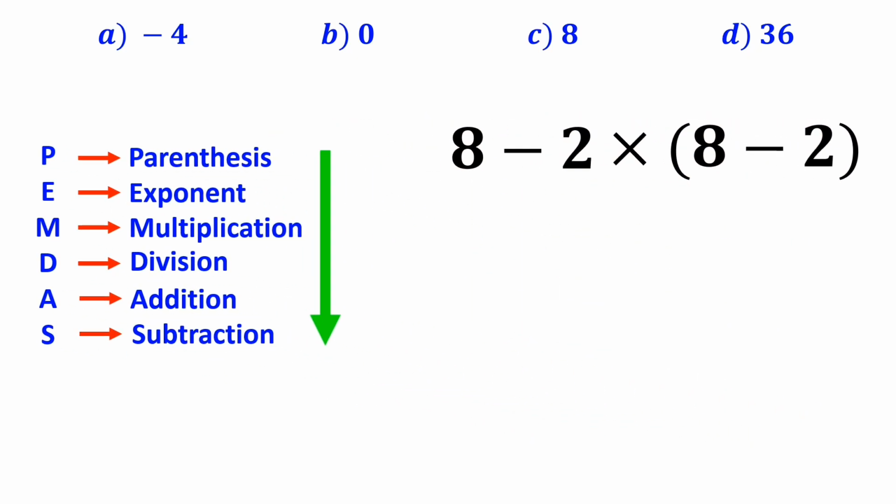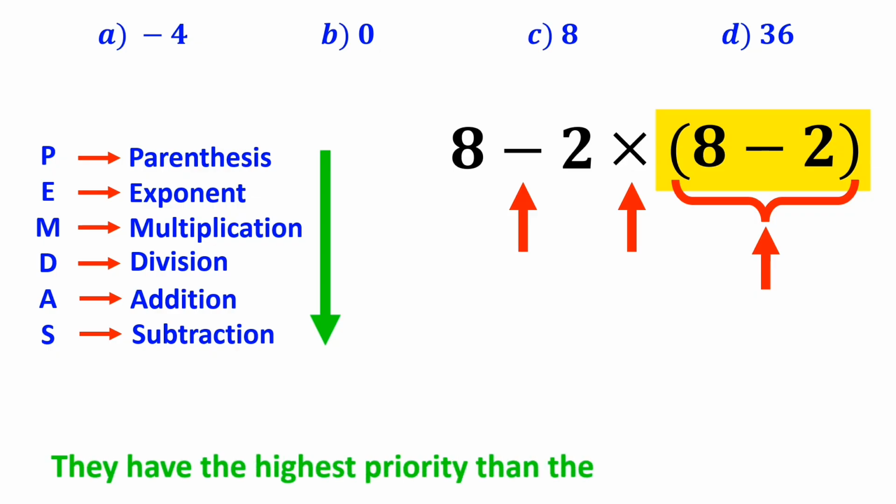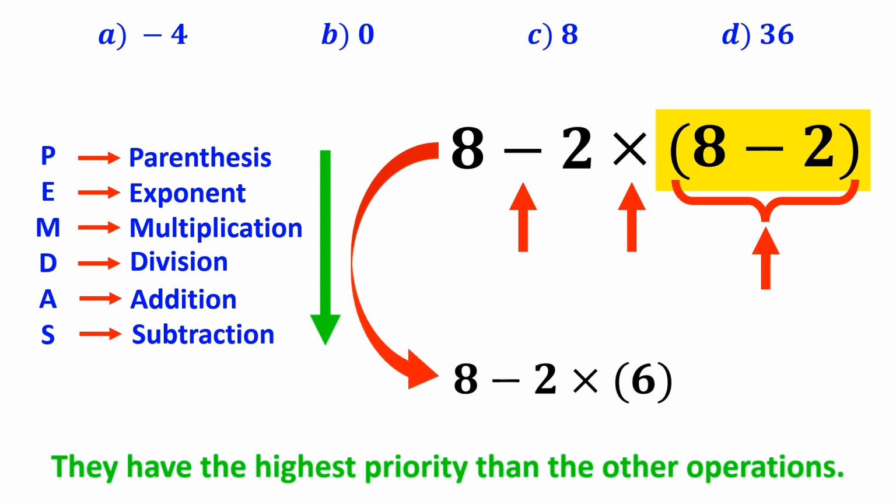Alright, as you can see in the image, in this expression we have a subtraction sign, then a multiplication sign, and finally parentheses. We must start with the parentheses first, because they have the highest priority over the other operations. So, we can write this expression as 8 minus 2 times 6.